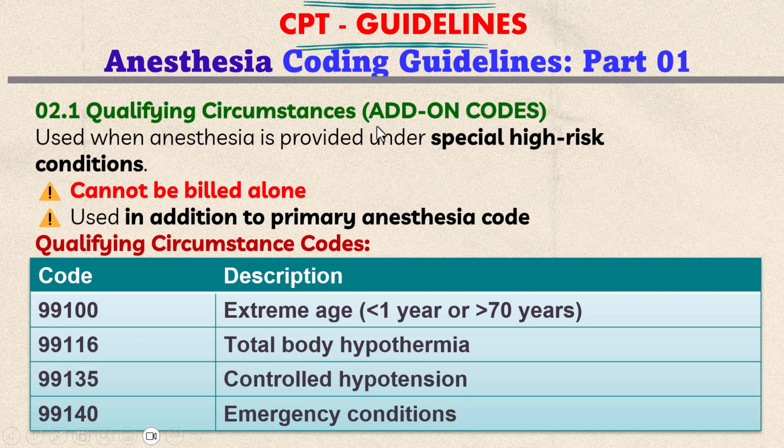Qualifying circumstances, that is, add-on codes. Sometimes anesthesia is more complex due to special conditions. These are called qualifying circumstances and they are reported as add-on codes. But these codes are never used alone. They are always added to the primary anesthesia code. So the qualifying circumstances codes are 99100 for extreme age. Extreme age is less than 1 year or more than 70 years. And 99116 for total body hypothermia, 99135 for controlled hypotension, and 99140 for emergency conditions.